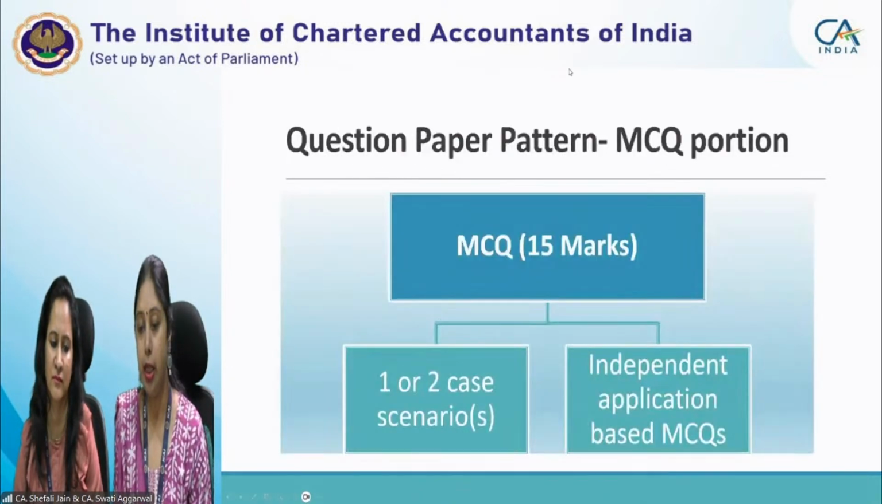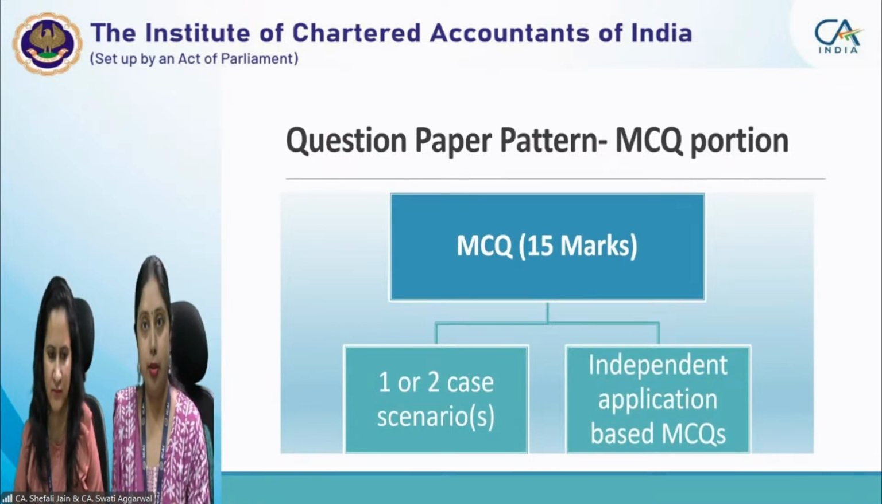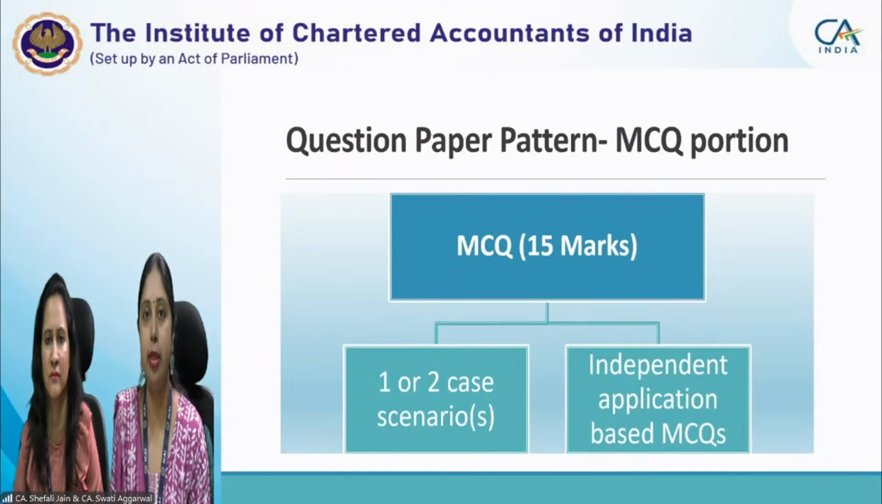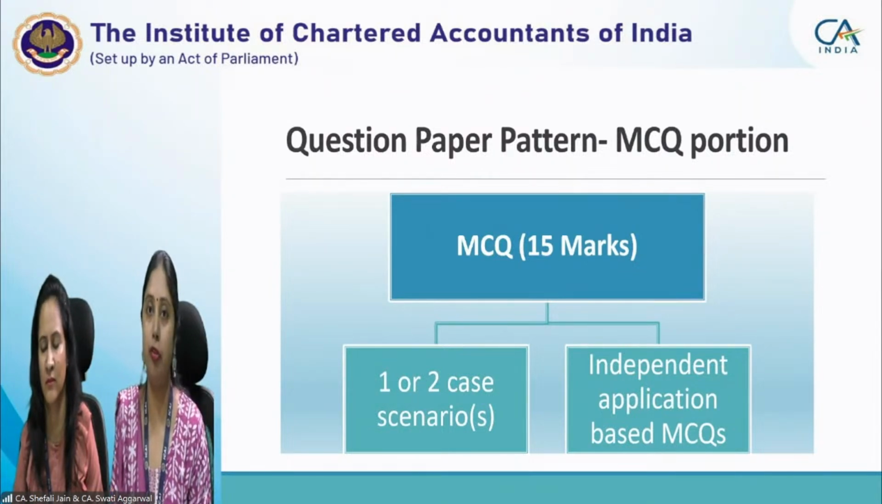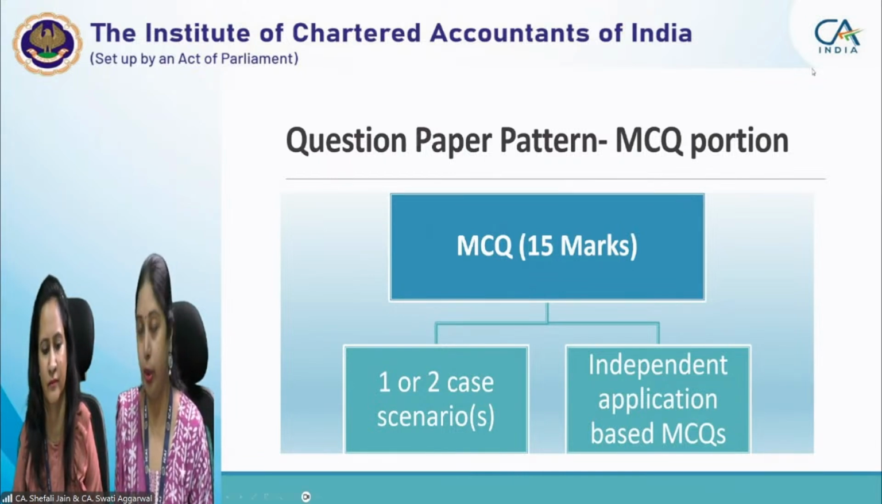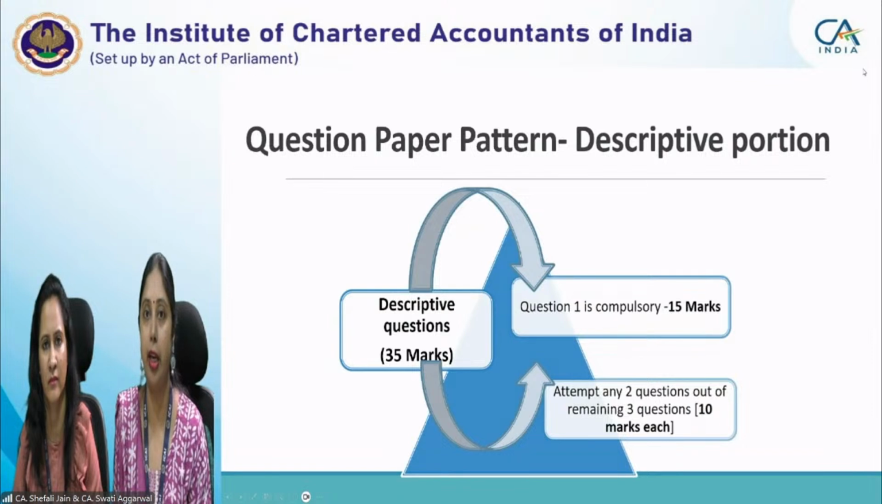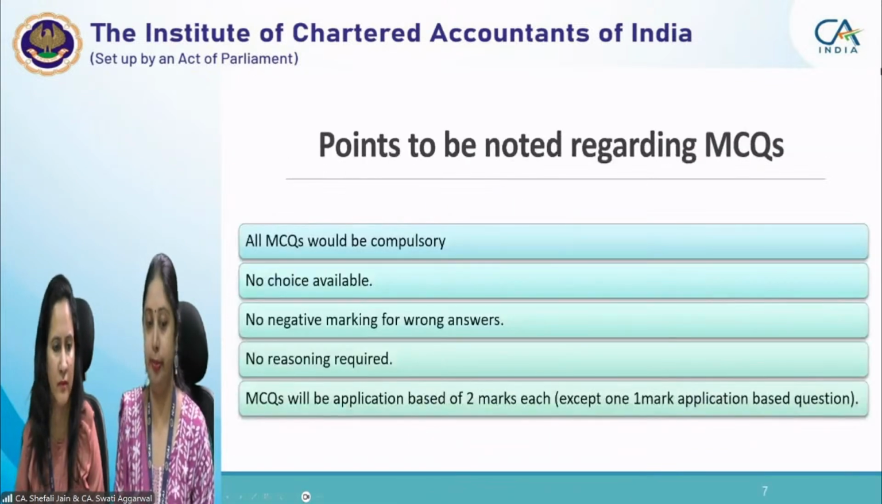In fact, in case scenario based questions, one or two big case scenarios will be there, where a scenario will be followed by three, four, or five questions. But there will be one or two independent application based MCQs also. That means a small scenario will be given that will be followed by one question. So that can also be there. So you have to be prepared with the pattern of the question paper so that when you get to see the question paper, you don't feel that this was not something I was expecting. You should be familiar with the pattern of the question paper. That is why we are apprising you of this.